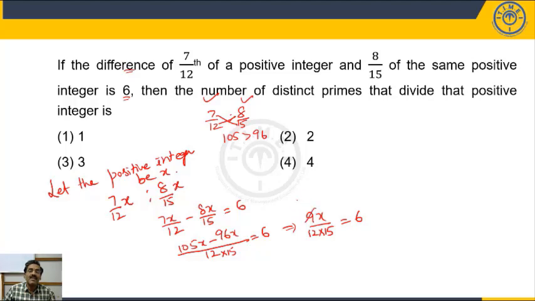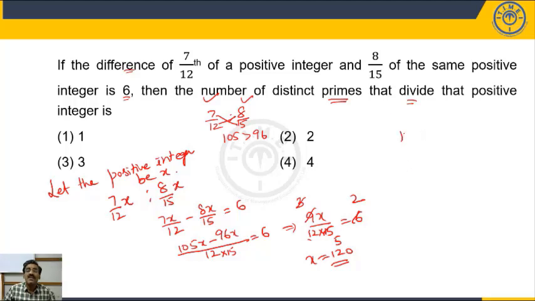Dividing by 3, 3 3s is 9, 3 2s is 6. 3 will go here 5 times. So x will become basically what? 12 5s are 60. 60 into 2, cross multiplying, is 120. So the positive integer is how much? 120. What is the number of distinct primes that divide 120 is basically our question that we are focusing on.